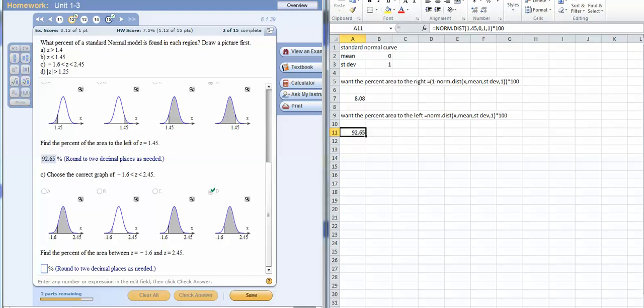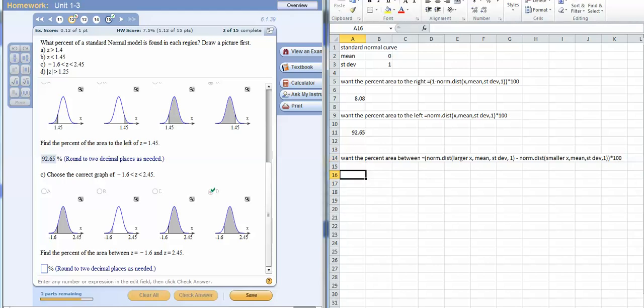Now, if you want the percent area between, then you have to do the equal sign, and then we'll do a parenthesis because we're going to multiply by 100. And this one, you're going to subtract the smaller value from the larger value. So you have to do norm dot dist, and then the larger x, comma the mean, comma the standard deviation, comma 1. And then you'll subtract, so minus that same command, norm.dist, but you'll do the smaller x, comma the mean, comma the standard deviation, and then comma 1. And then close that parenthesis, and then close parenthesis on the whole thing and do times 100 to make it a percent.